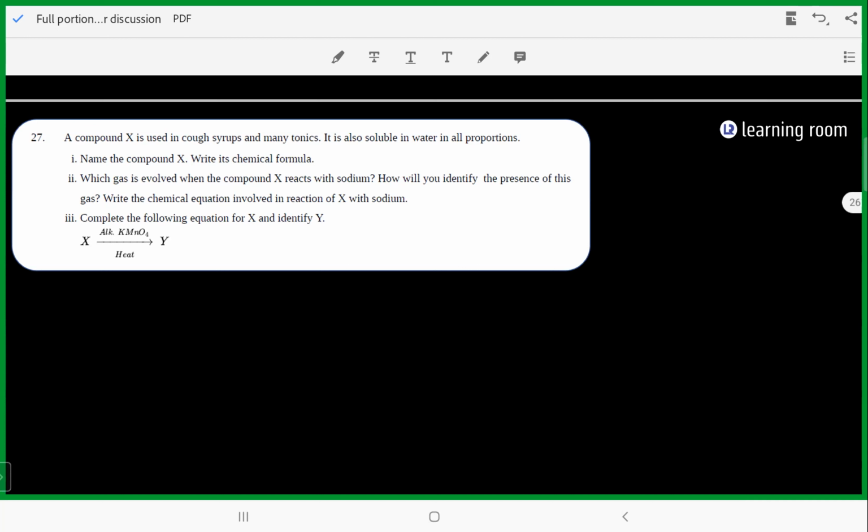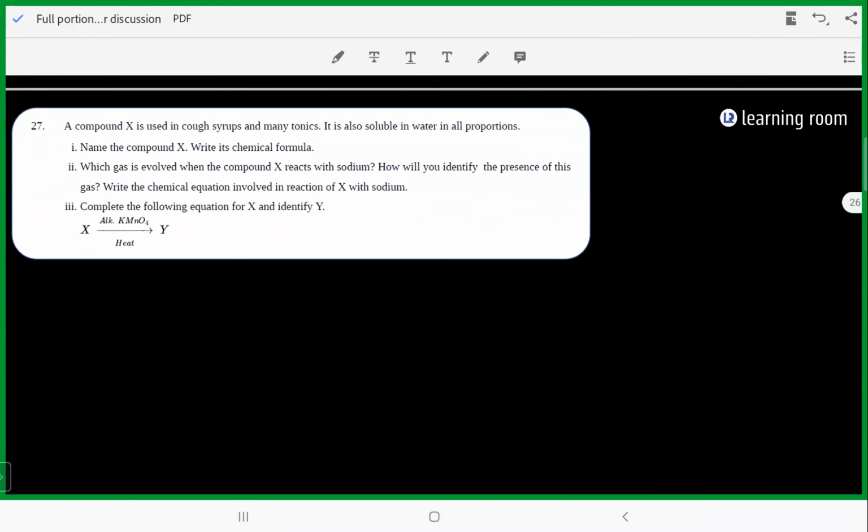So what could that be? What could be the X? Any idea? Sir, ethanol. Very good. How are you saying it's ethanol? Ethanol is used in cough syrup and tonics. Very good. So ethanol, C2H5OH or CH3CH2OH. It's ethanol.